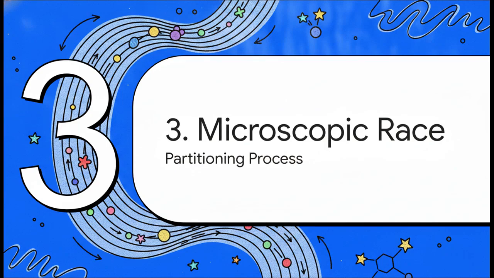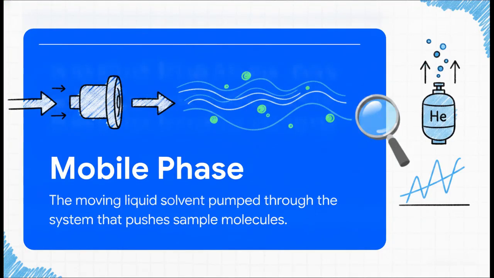Differential partitioning. To really understand how this race works, we need to meet the two main players setting up the environment. First is the mobile phase. This is the moving liquid solvent that gets pumped through the system. Think of it as a continuous flowing current pushing our sample molecules forward. Interestingly, scientists often use a technique called helium sparging, where they bubble helium gas through the solvent beforehand. This degasses the liquid, which is super important to prevent unstable baselines when we eventually read our final results.